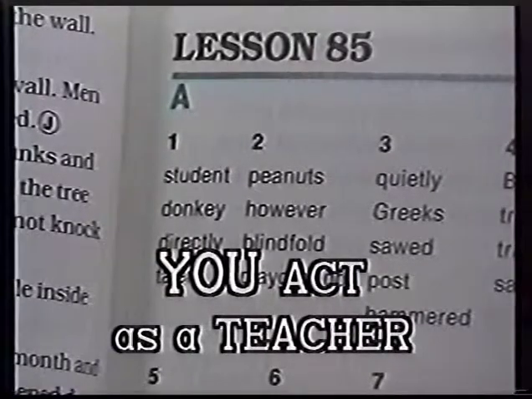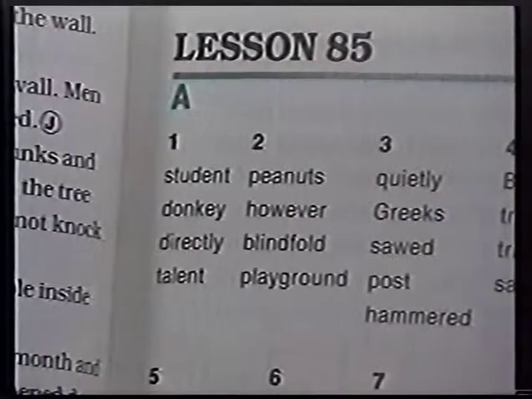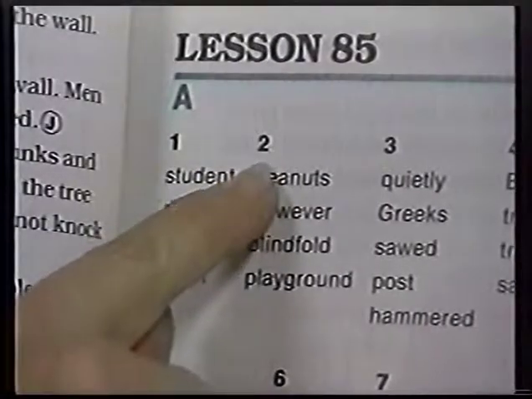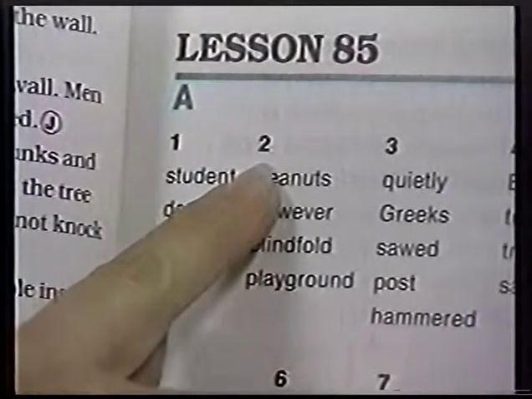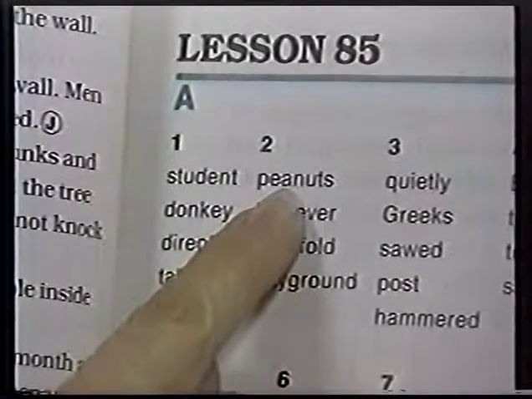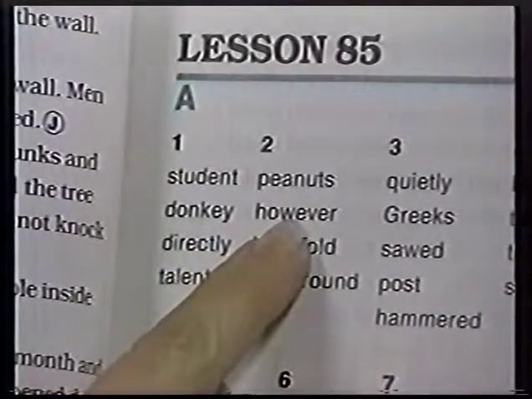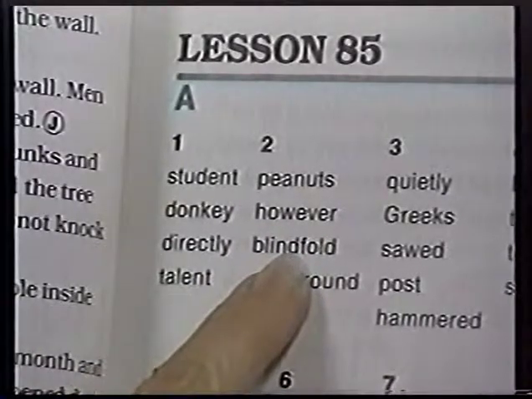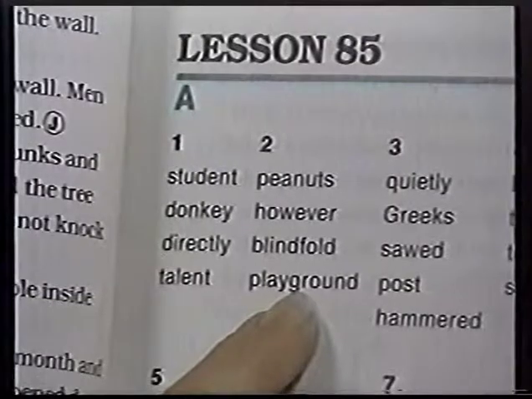We're going to start teaching on 3. 1, 2, 3. Everybody, touch column 2. All the words in column 2 are made up of 2 shorter words. Touch under the first word. What word? Peanuts. Next word. What word? However. Next word. What word? Blindfold. Next word. What word? Playground. Good job.